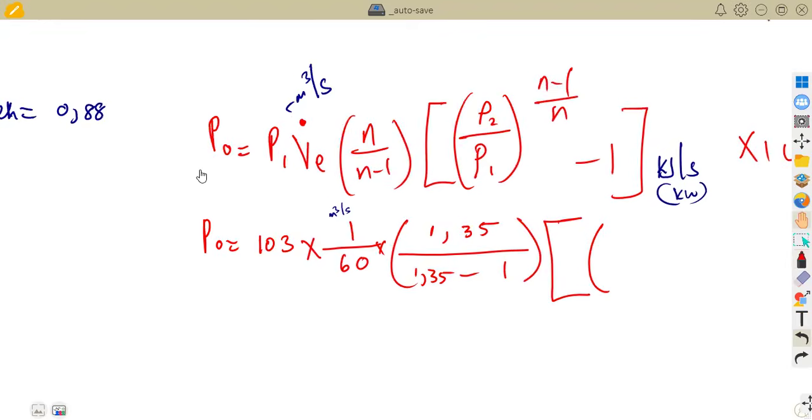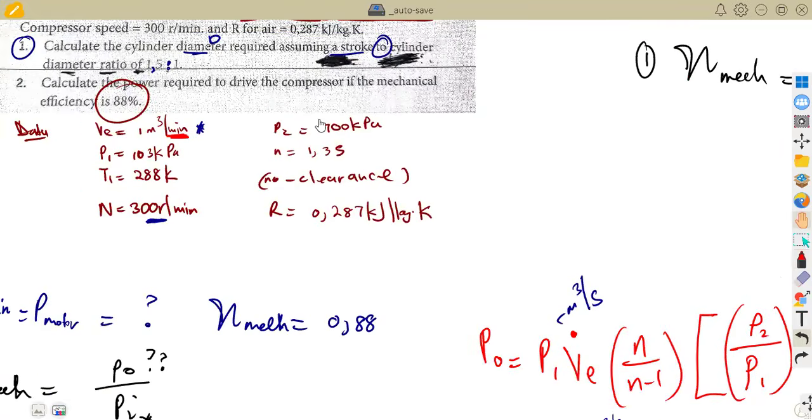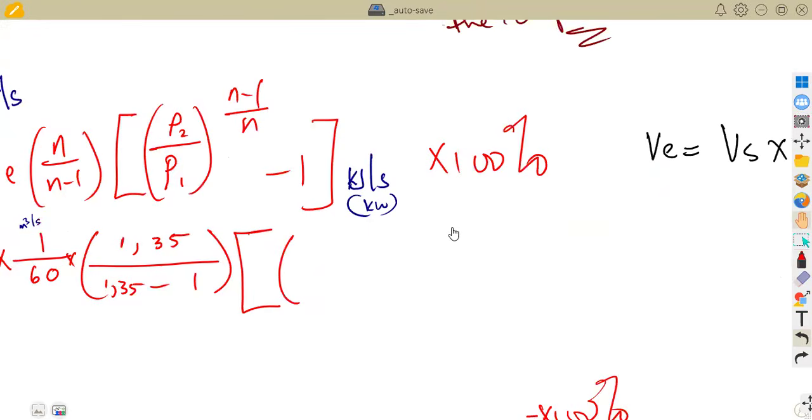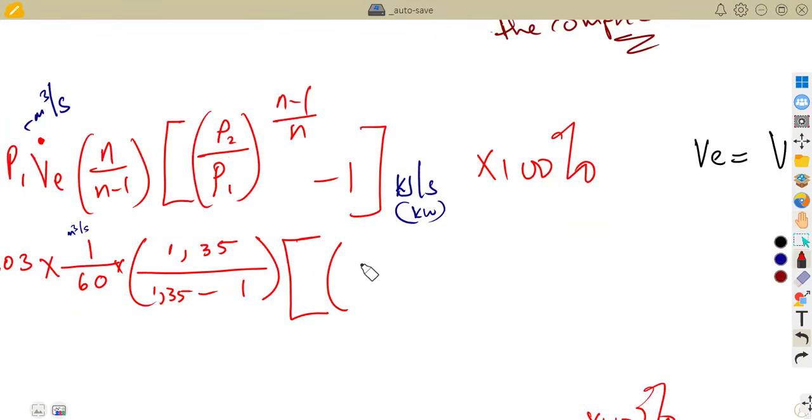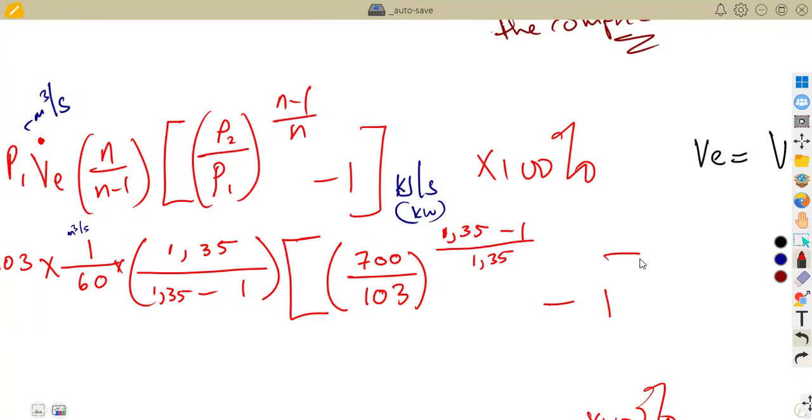Okay. So the pressure at the output is 700, and the inlet is 103. So that's 700 over 103, to the exponent of n minus 1 over n. Remember, our n was 1.35. So it's 1.35 minus 1 over 1.35. 1.35 minus 1 is 0.35. You can even subtract there, it's fine. So this is what you're supposed to have.